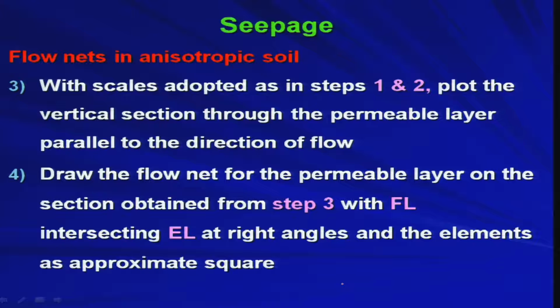So, basically now you are constructing flow nets with the help of flow lines and equipotential lines. Now, they will be meeting each other at 90 degrees, and whatever you have considered for the isotropic soil, the same will be applicable here. So, elements will be approximate squares.